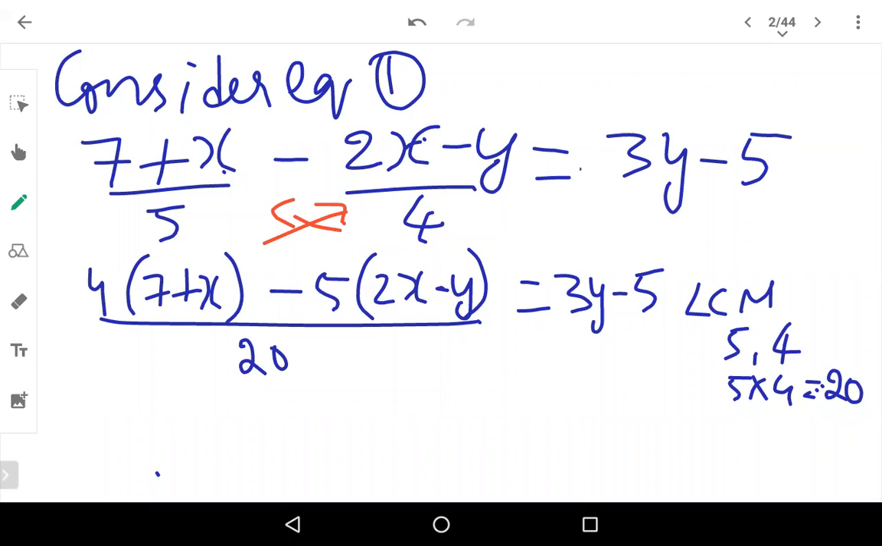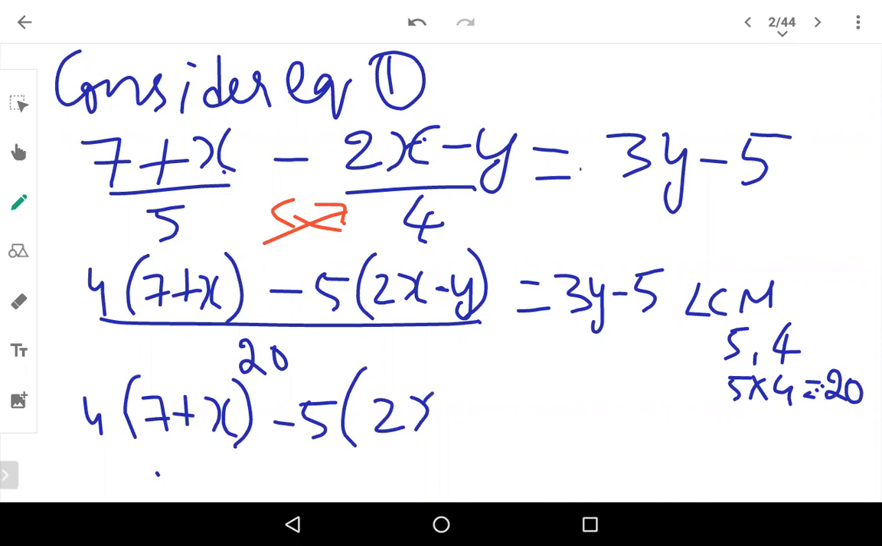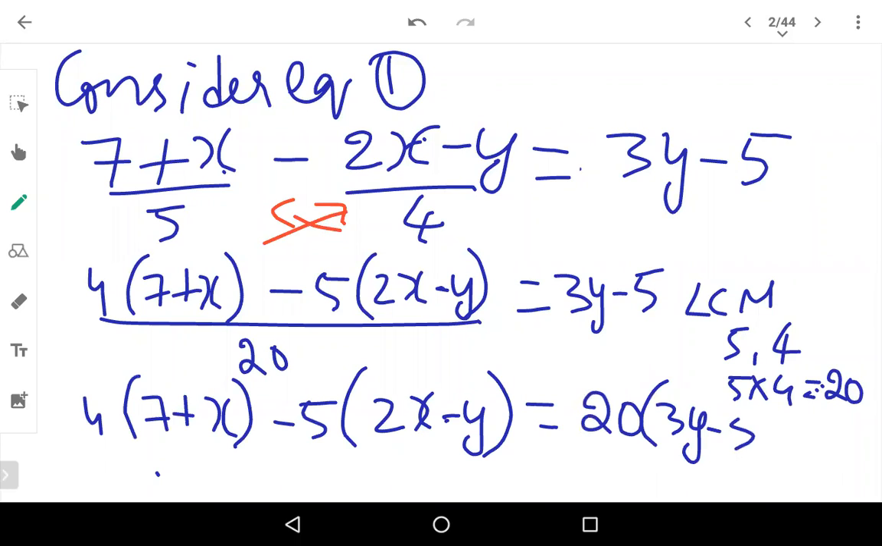Now once you have got these values, we can take this 20 to the other side. So multiply this 20 to the RHS. So you will have 4(7 + x) − 5(2x − y) = 20(3y − 5). This is what we will be getting. Now in the next step, let us multiply the respective numbers and remove the brackets.